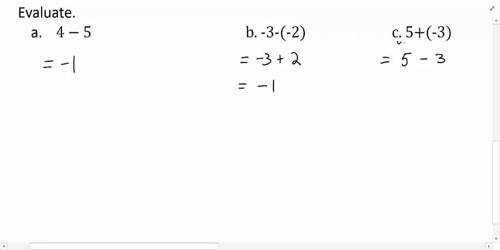So we're still starting at the same number. We're starting with a 5. But then instead of saying that we're adding -3, we've simplified to say that we're subtracting 3. And 5 take away 3 is 2.